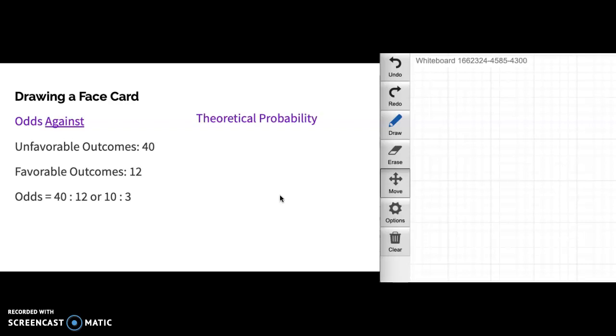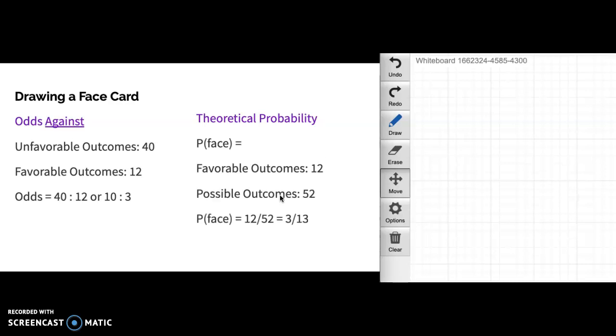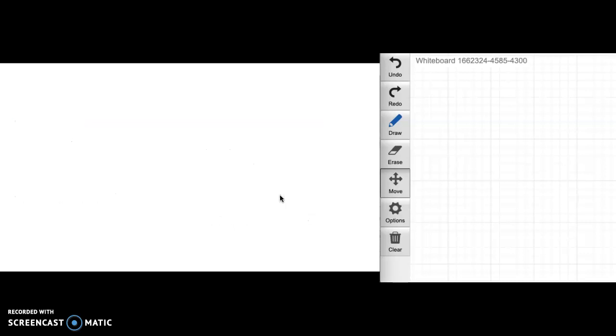Theoretical probability would be: what's the probability of a face card? 12 out of the total 52, which simplifies to 3 out of 13. We don't have a theoretical probability that flips it around, like odds against flips around odds in favor. But pay attention again to that difference of favorable and unfavorable compared to favorable and possible. Just to show you again the difference between probability, odds in favor, and odds against.